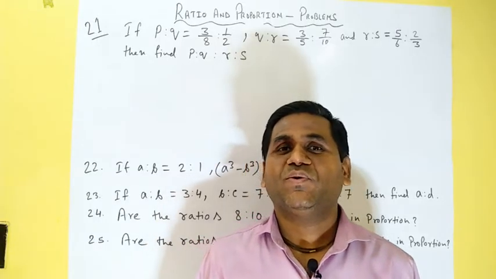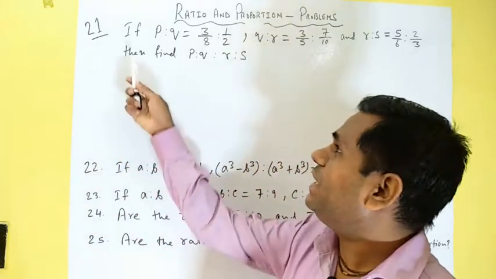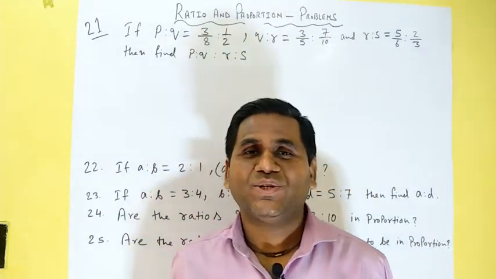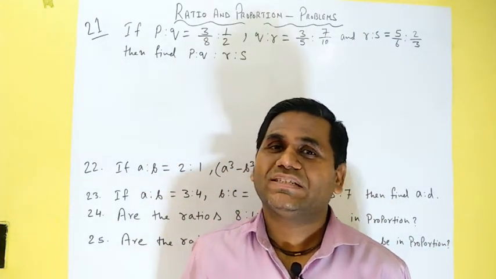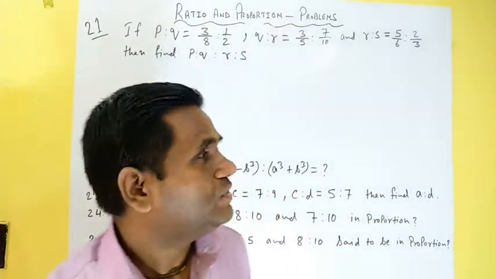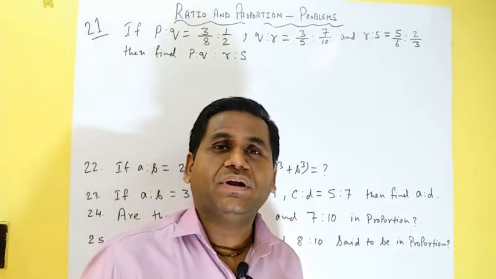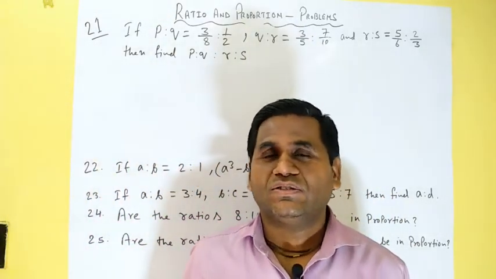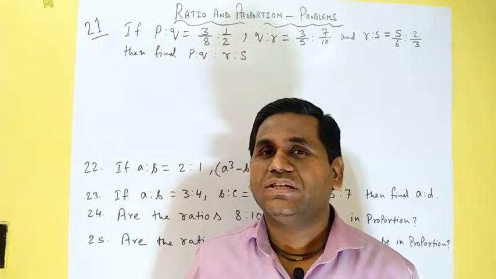In this video, we are going to solve problems number 21 to 25 from ratio and proportion. Okay, so let's start this video. Now, if you see, these problems are very small, but this is a little tricky. So I'll tell you a very easy method to solve these problems.